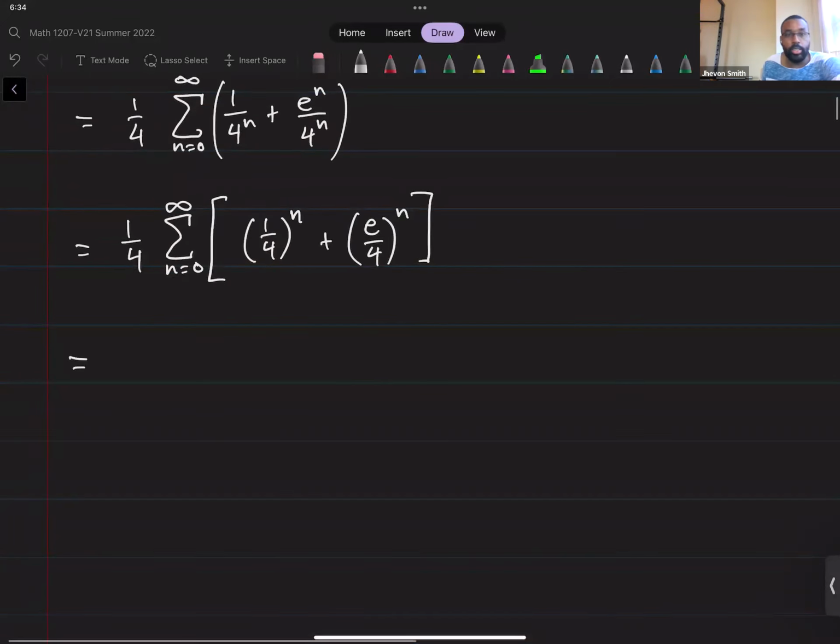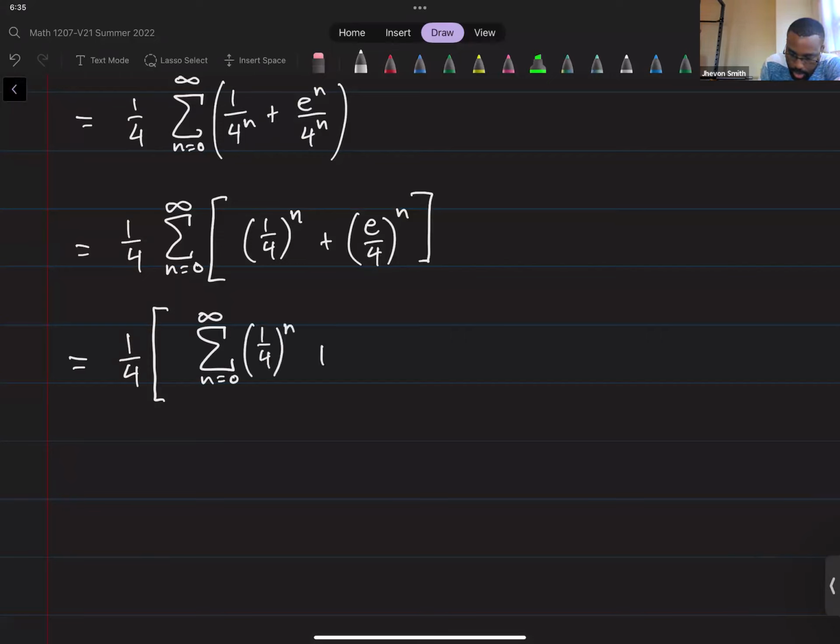Now, I know by another series property that series actually distribute across sums. So here, I can say that this is going to be the series of 1 over 4 to the n plus the series of e over 4 to the n. Now, of course, I know that this should be a times r to the n, which now it is. It's just that you can imagine there's like a 1 multiplying here.